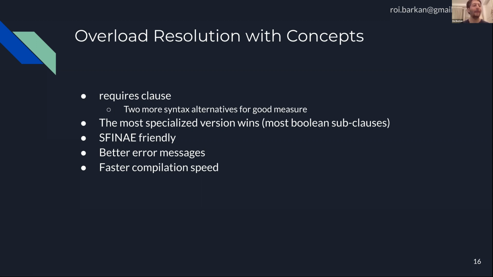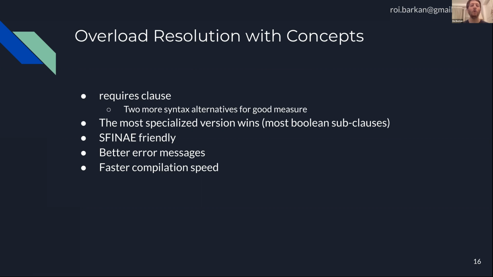One is by writing the name of a concept instead of the word typename or class inside the angle brackets. The other way is by using the word auto. I won't delve too deeply into it. You can go and look it up. But the requires clause is very easy to see and understand. Hey, this is a way of constraining my functionality.